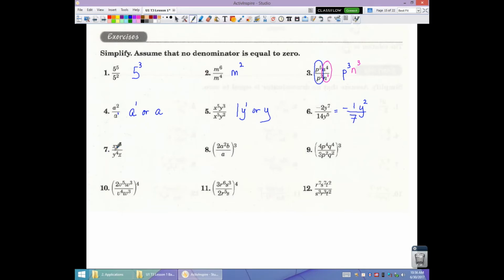Number 7, the x's will cancel, one on top, one on bottom. Y to the 6th over y to the 4th is y squared.